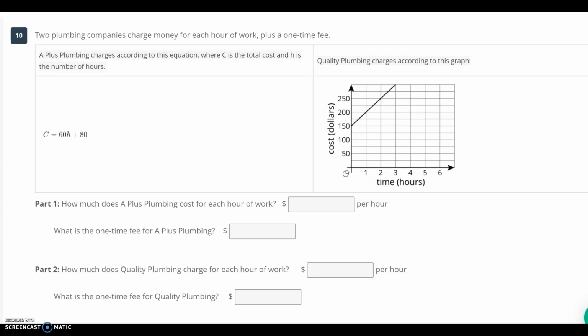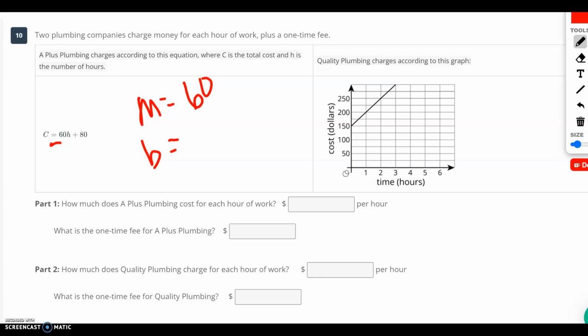All right, the next question. 2 plumbing companies are charging for their work. One is in an equation. We talked about every time we look at these, we're going to find one of 2 things. We have to find m, the slope, and b, the y-intercept or the starting point. My slope is right here in the equation. It is 60. If I look right here, my one-time starting fee is 80.